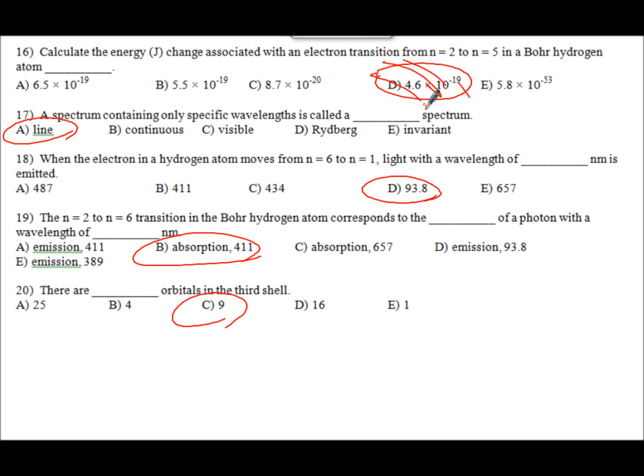17, a spectrum containing only specific wavelengths. It's called a what spectrum? That's a line spectrum. A line spectrum occurs when an atom goes from one energy level to another energy level, it absorbs or emits, depending if it's releasing or taking in energy, at a specific value. And we will only get wavelengths associated with that energy transition. So we end up getting specific colors based on the energy transition. So we get very specific colors. We call those line spectrums.